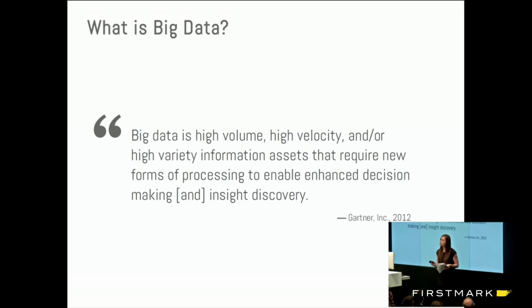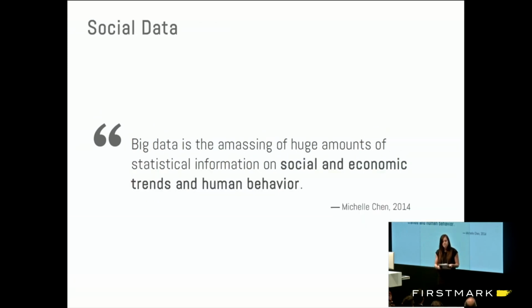So why are people so worried about big data and not about particle physics? I think there are a couple of reasons. The first is really nicely captured in this alternative definition of big data from a recent article in The Nation by Michelle Chen. Big data is the amassing of huge amounts of statistical information on social and economic trends and human behavior. In other words, unlike the data sets arising in physics, the data sets that typically fall under the big data umbrella are about people, their attributes, their actions, and their interactions. That is to say, these are social data sets that document people's behaviors in their everyday lives.